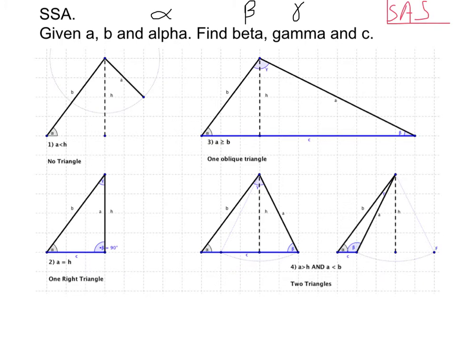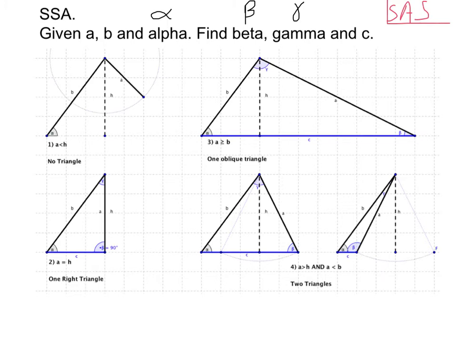We can then find our angle beta would be 90. We could find our angle gamma up here, and we could find this length, which in this picture is 1, 2, 3. So that's nice. And again, comparing A, which is the side across from the given angle alpha, to the height.